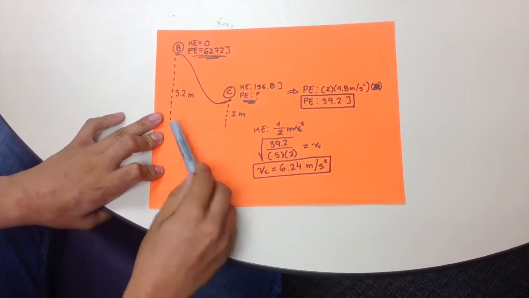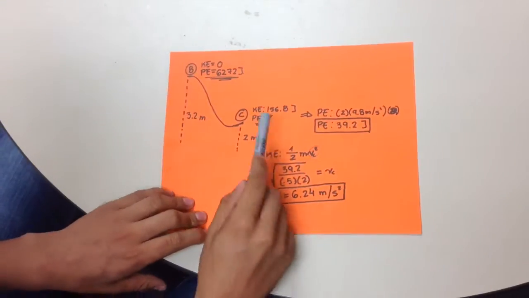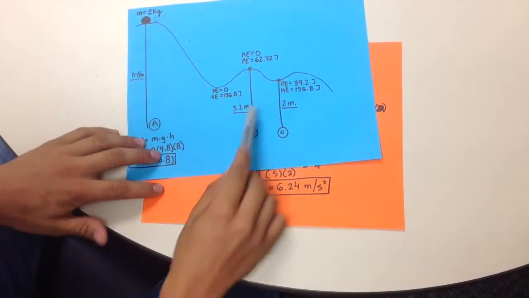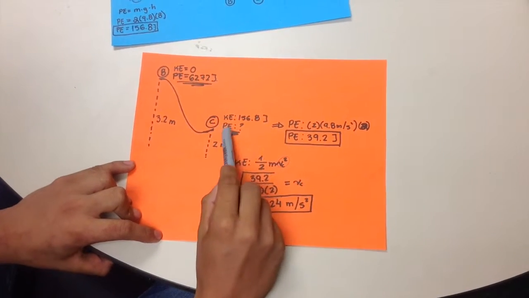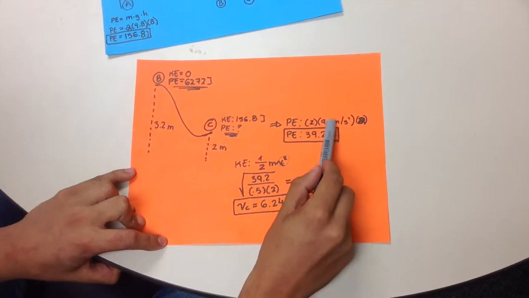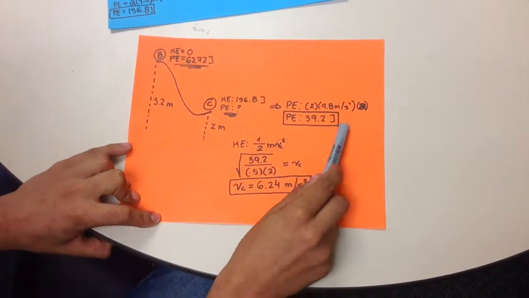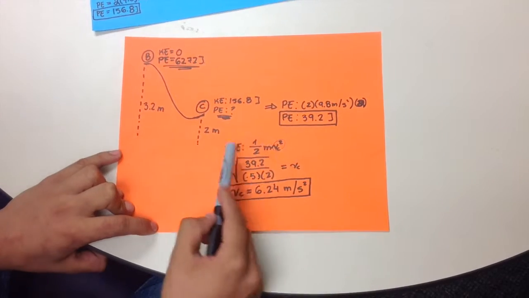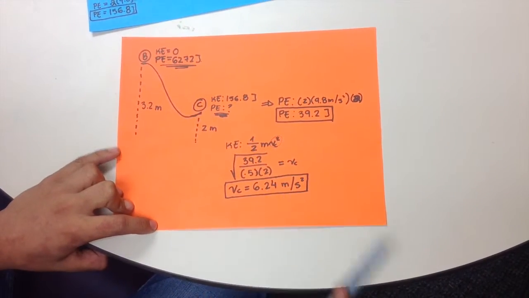The height of B is 3.2, and the height of C is 2 meters. As we know, the kinetic energy is 156.8 joules because it is the same as the other segment that we explained. And we calculate the potential energy by multiplying the mass, the gravity, and the height, and it gives us a result of 39.2 joules. And with that, we want to know the velocity, so we substitute with the formula of the kinetic energy, and it gives us a result of 6.24 meters over second.